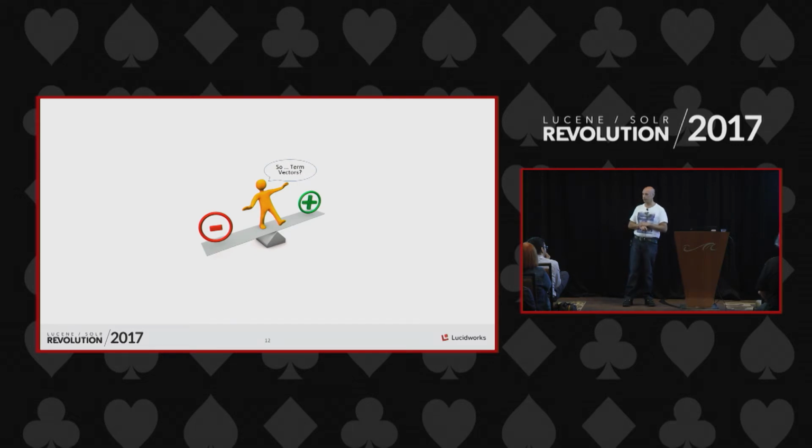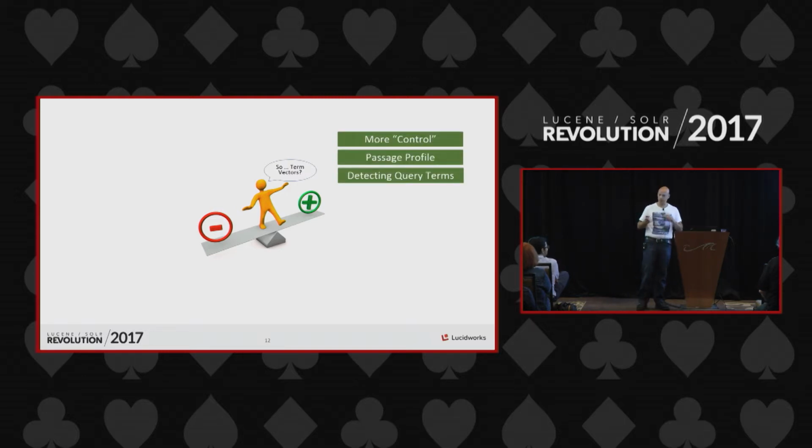So I'll ask the same question again. Are term vectors good enough? And yes, it's the same picture because there are pros and cons again. So pretty much flip the pros and cons of highlights with term vectors and you get a full picture. On the upside, term vectors give you full control. I wrote here more control, but it's actually full control.